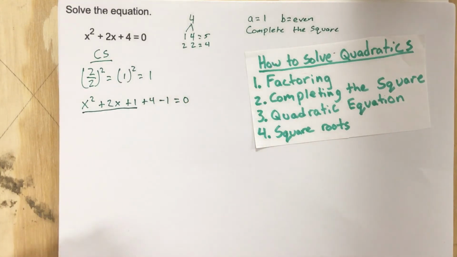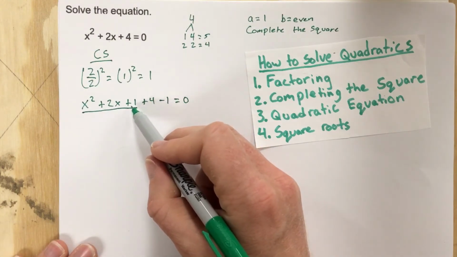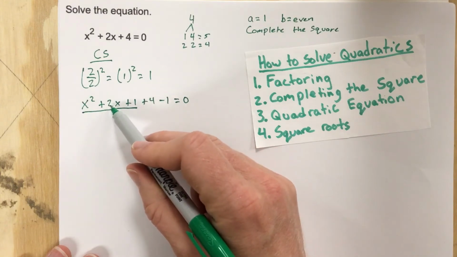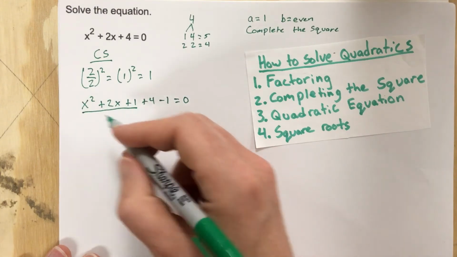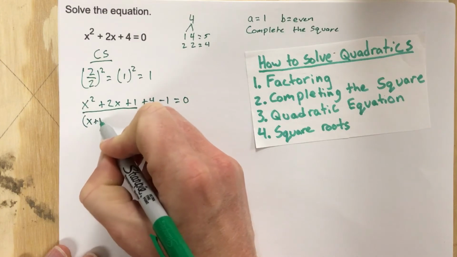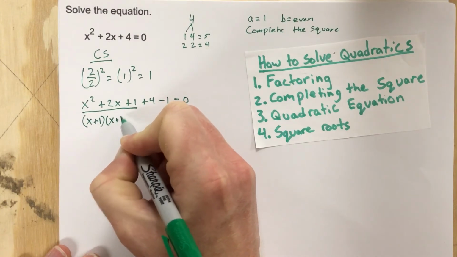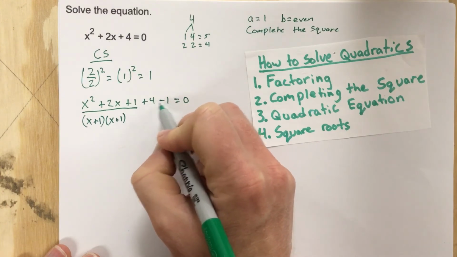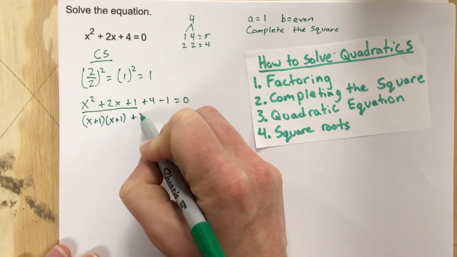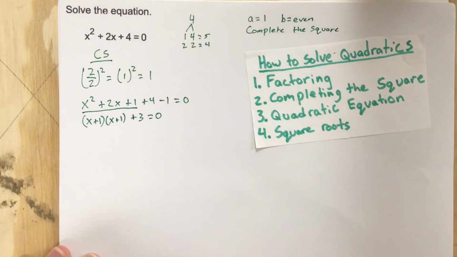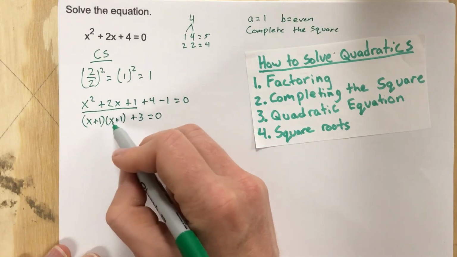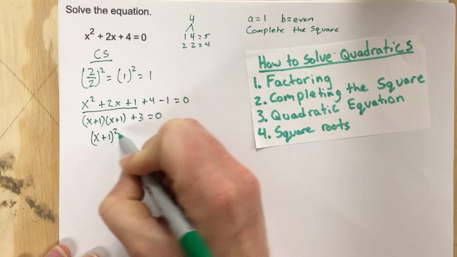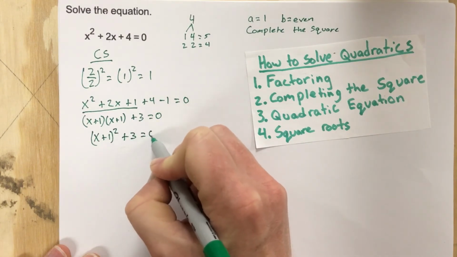This trinomial is factorable now. What are the factors of 1? Well, the factors of 1 are 1 and 1. And they both add to 2, right? 1 and 1 adds to 2. So we're going to write this as x plus 1, and then we have plus 3. 4 minus 1 here, this will just say plus 3 here, equals 0. This gives you x plus 1 times x plus 1, which is x plus 1 squared plus 3 equals 0.